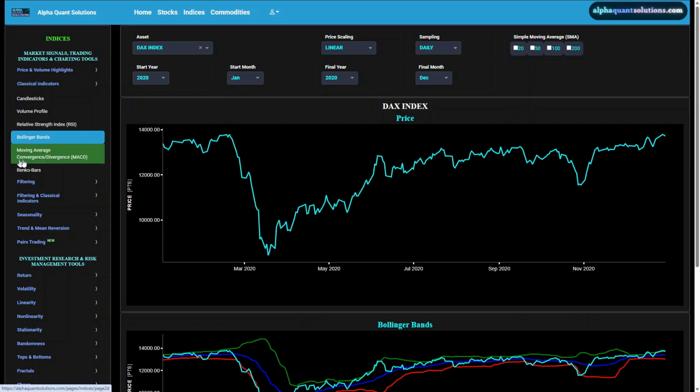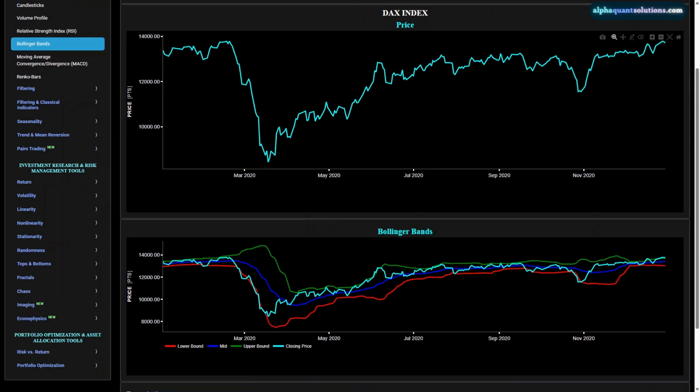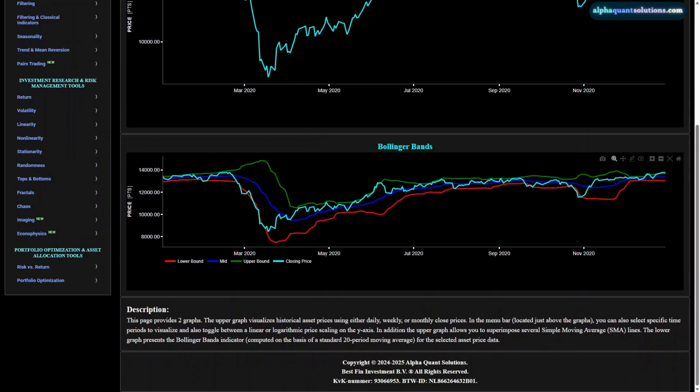So now this is the Bollinger Bands page. In this case, we have selected the DAX index for the year 2020, again between January and December. So the top graph is the DAX price action. The bottom graph shows the Bollinger Bands indicators.